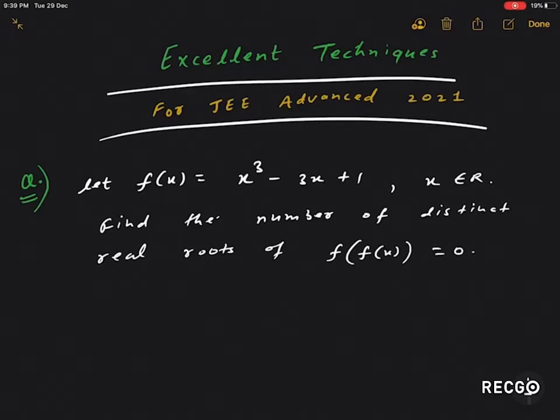As you can see here, f of x itself is a cubic polynomial and its roots are not that easy to find. In fact, finding its roots is really next to impossible using the techniques and the concepts that you learn in your class 11 and 12. Within the constraints of the JEE Advanced syllabus, it is really difficult to solve this equation, to find the roots of f of x is equal to 0.